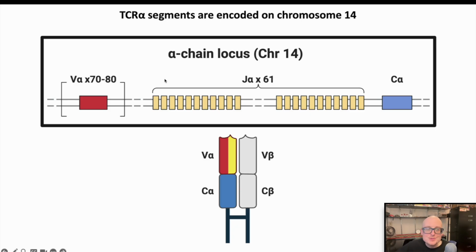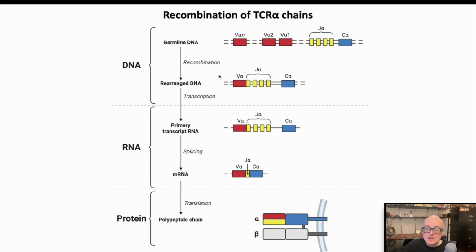Having been introduced to the segments in the alpha chain locus, V and J segments, we can look at how they are put together at the different levels of the central dogma, going from DNA to protein. We can see that there are different numbers of V segments, again, depending on the individual, but there are many. There's some number of J alpha segments as well. Again, we pick one V, we pick one J randomly, and we recombine them together, and all of the intervening DNA will be cut out, just like we saw with immunoglobulins.